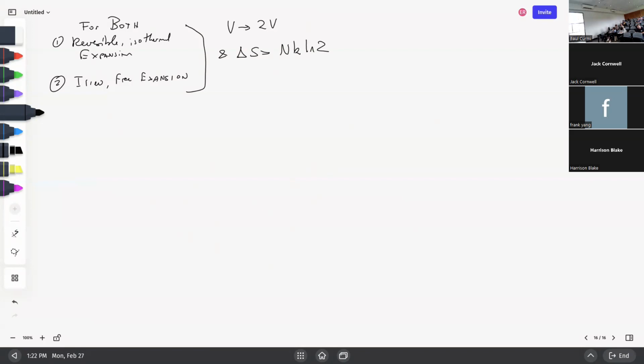Let's analyze them separately. So for both. Okay. So for the first one, reversible isothermal. Where does the entropy come from in the reversible isothermal?